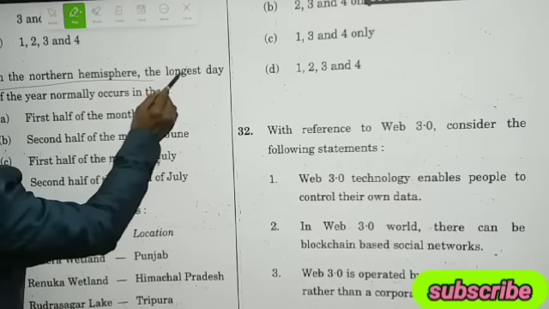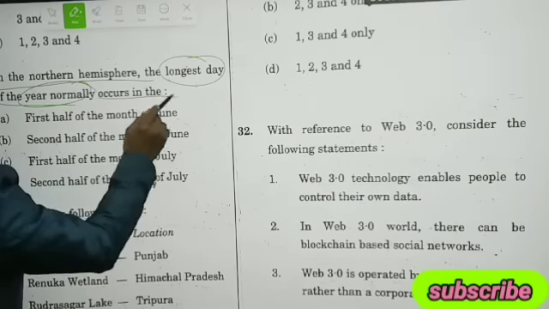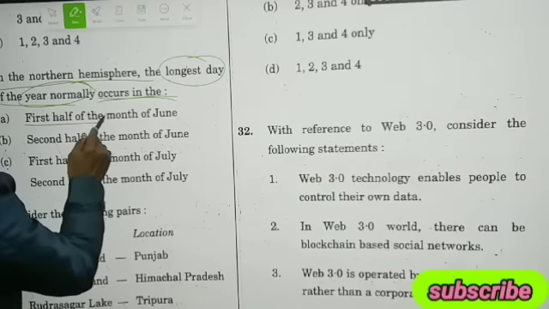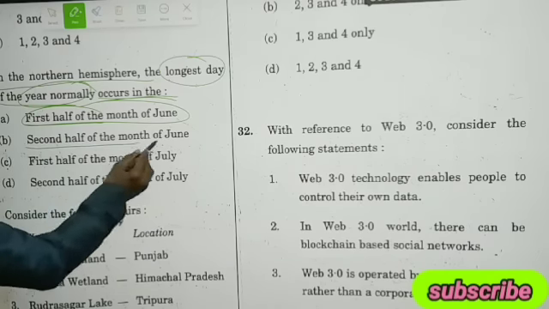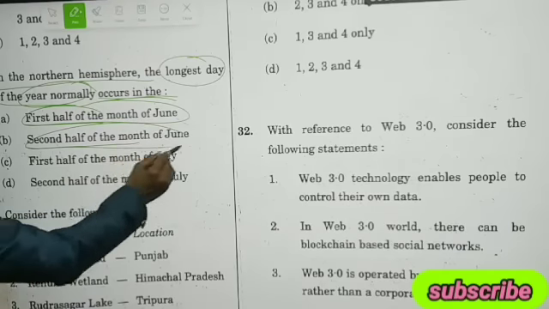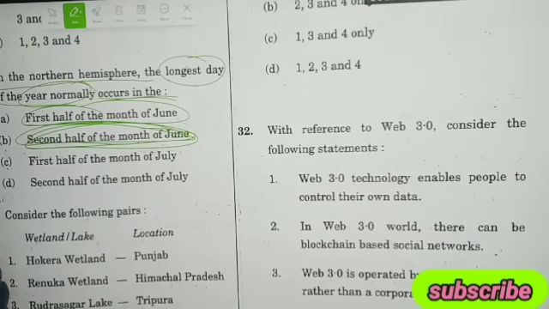In the northern hemisphere, the longest day of the year normally occurs in which period? The longest day is the Bada Din. Normally it occurs in the second half of the month of June.